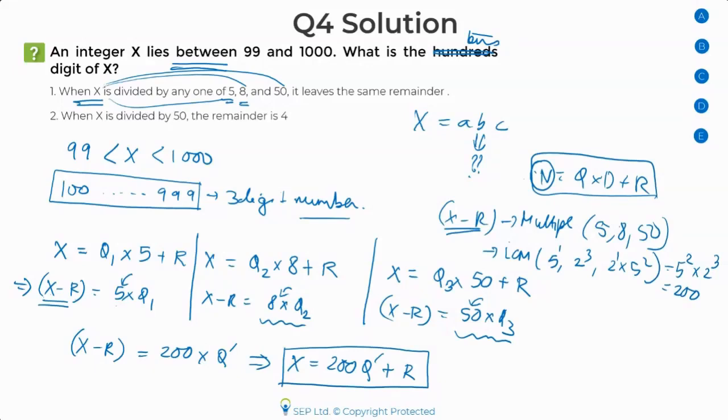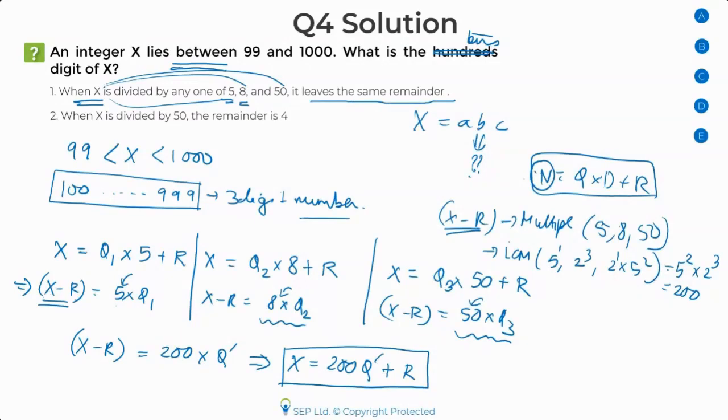There's one thing which I did not talk about yet. That is very crucial for us to get our answer. Okay, let me ask you the question. If x is divided by 5, 8, and 50, and it leaves the same remainder, what are the possible values of the remainder?